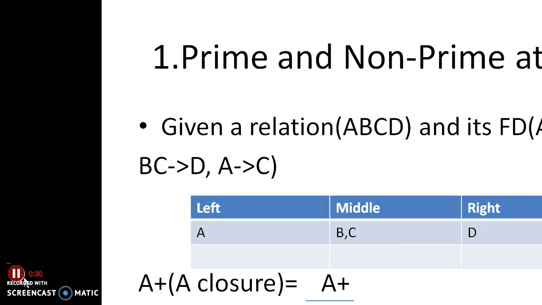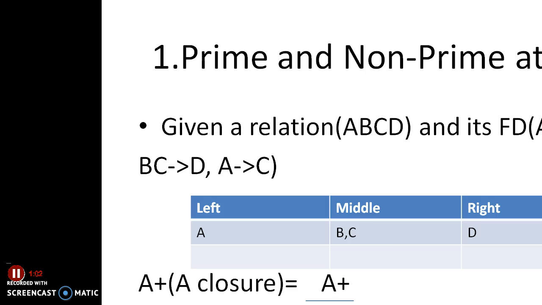Basically, given an attribute, the learner should be able to distinguish between prime and non-prime attributes. This can be done as follows. Say a relation ABCD with its FDs A tends to B, BC tends to D and A tends to C. With these FDs, we are going to categorize under three columns: left, middle and right. The attributes which appear only on the left hand side are kept under the column left, those which fall only on the right hand side go under the right column, and attributes which fall both in left and right are kept in middle.